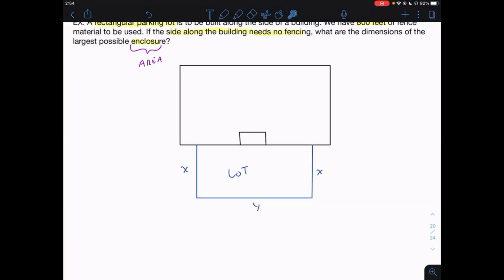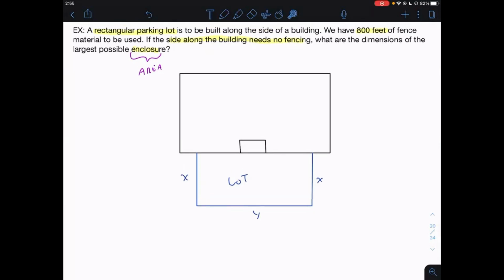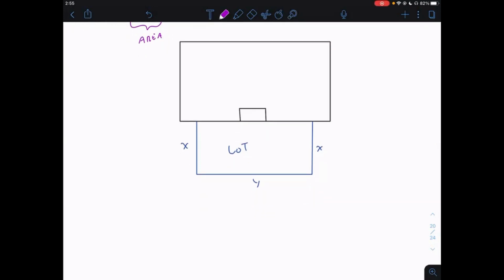The next thing we're going to think about then is the equation of what we're trying to maximize. Okay, so let me write this down here again. So again, we want to maximize the area of this rectangular parking lot.